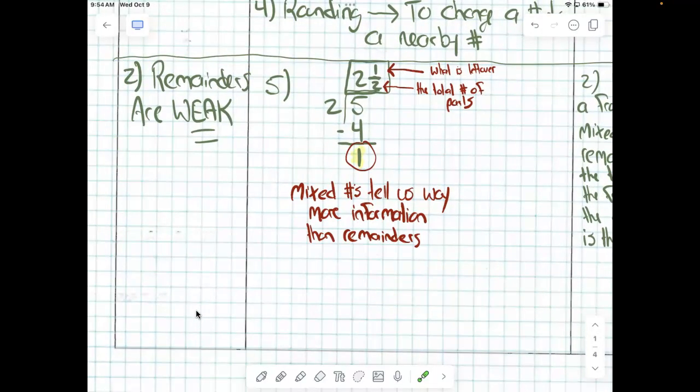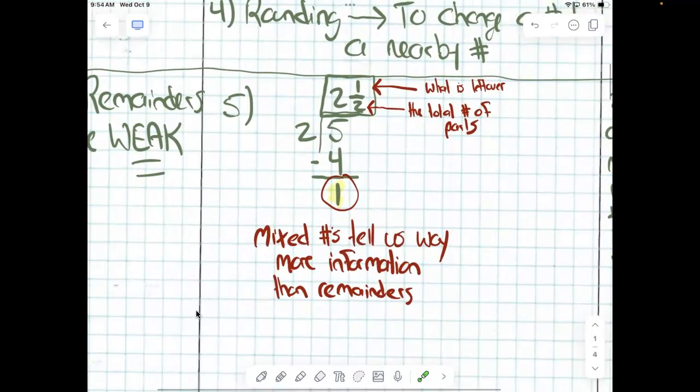Let's prove it. We have 5 divided by 2. Our original problem, when you started doing these notes, you just had 5 divided by 2, in green there. Does 2 go into 5? Yes, so we put a 2 up here. 2 times 2 is 4. This is our long division that we know how to do. 5 minus 4 is 1. Is there anything to bring down? No. So normally we would say that our answer is 2 remainder 1, yes?